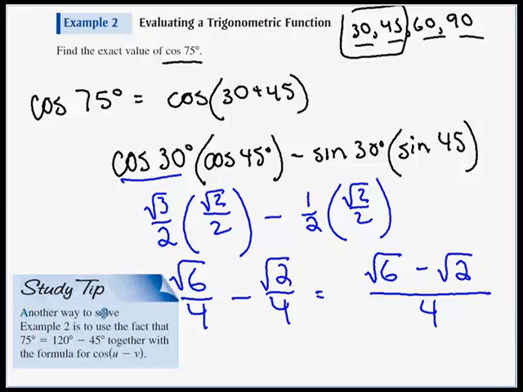Now another way to solve this problem is to use the fact that 75 is 120 minus 45. So instead of adding 30 and 45, we could have got the same 75 by subtracting. And we could have used the cos of a difference formula. And when it all boiled down, we would have the exact same answer.